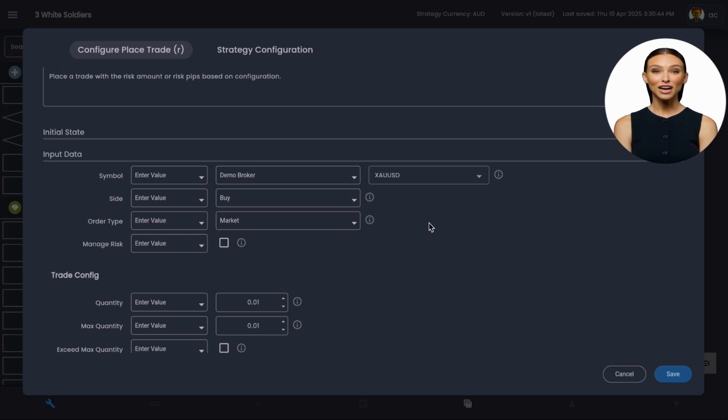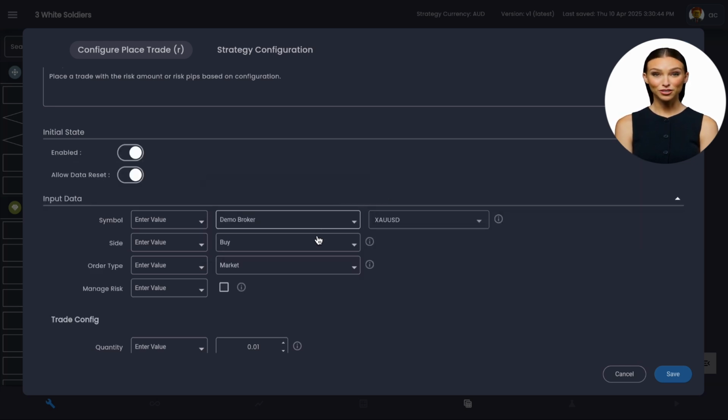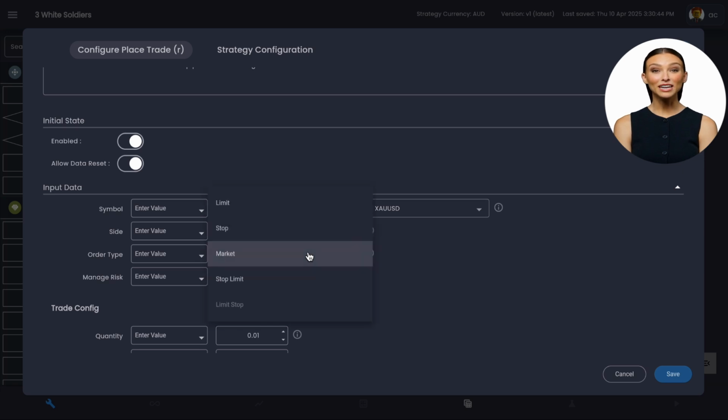Next, we configure the side of the trade, either buy or sell. Then we choose the order type. The platform supports the standard execution types: market orders for immediate execution, limit orders to set a target entry price, stop orders to enter on a breakout, stop limit to mitigate entry slippage risk. We also support a custom limit stop order type, which places a stop order behind the spot price when price is moving fast in one direction and is useful for trading reversals.